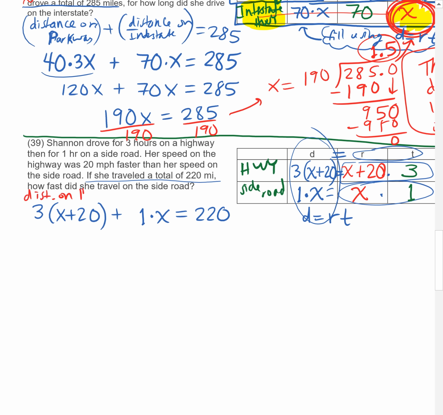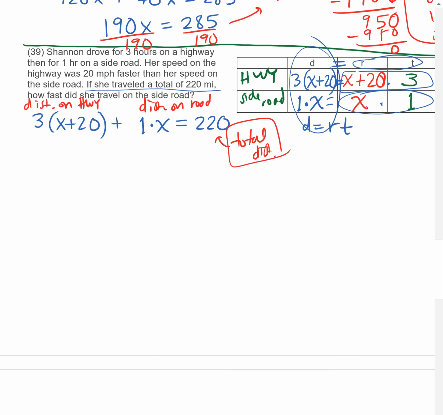Distance on highway. This is her distance on the side road. And then the total distance they gave us. Whew. I always feel really good at this point, like, oh man, all the hard part's over. Now I'm ready to solve the equation, which, sadly, is the easy part. Isn't that sad? I thought in algebra the hard part would be solving problems.